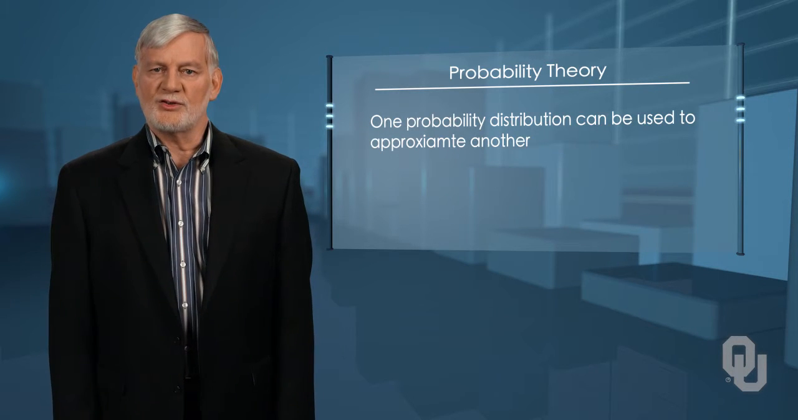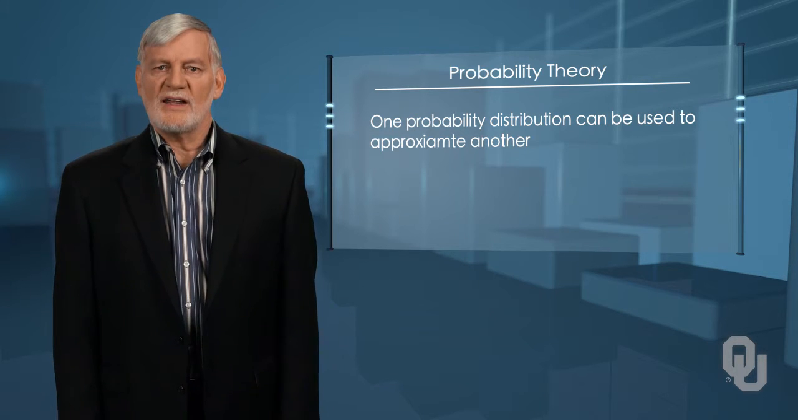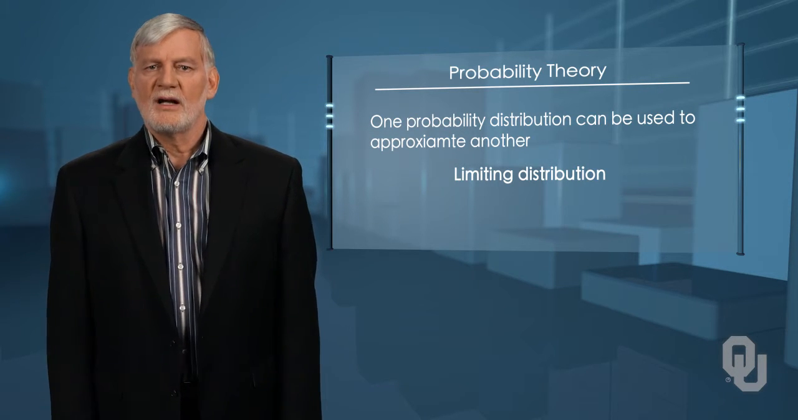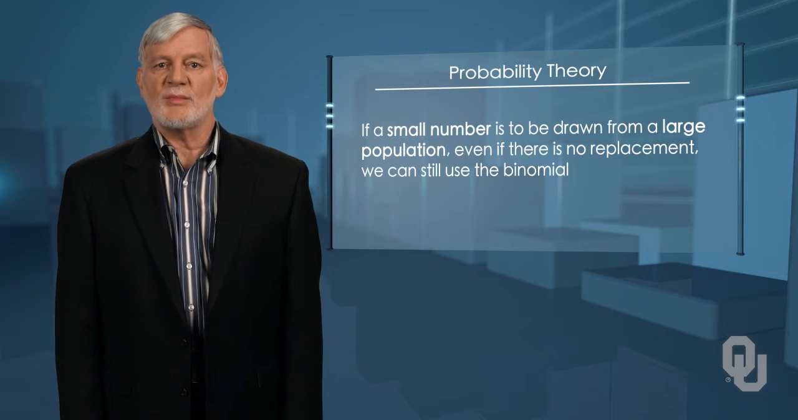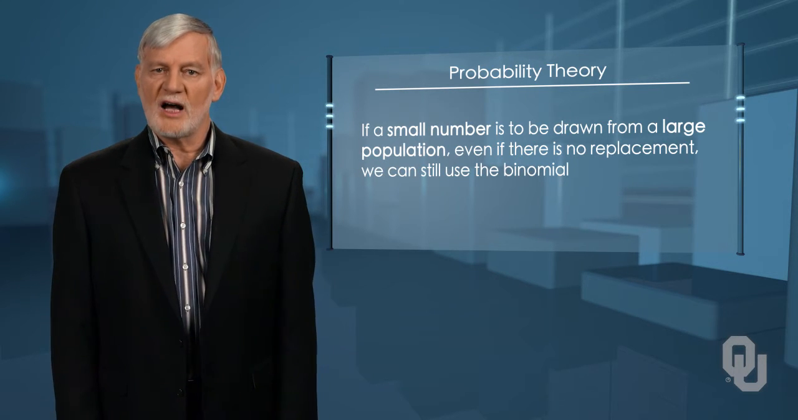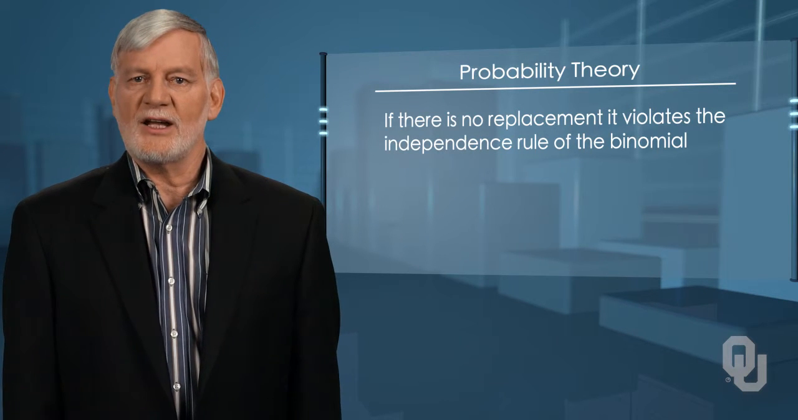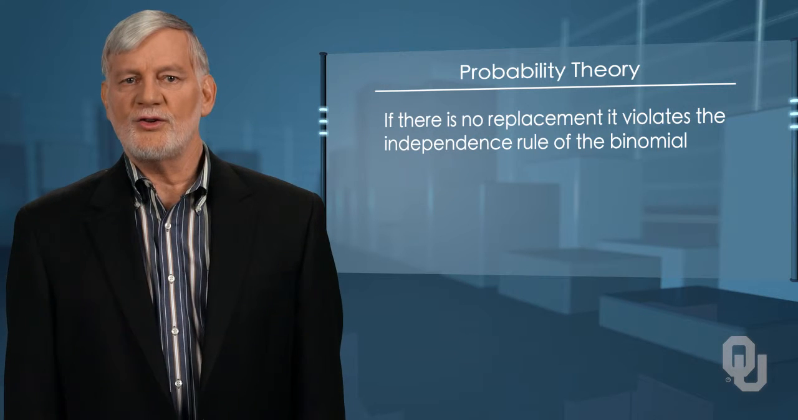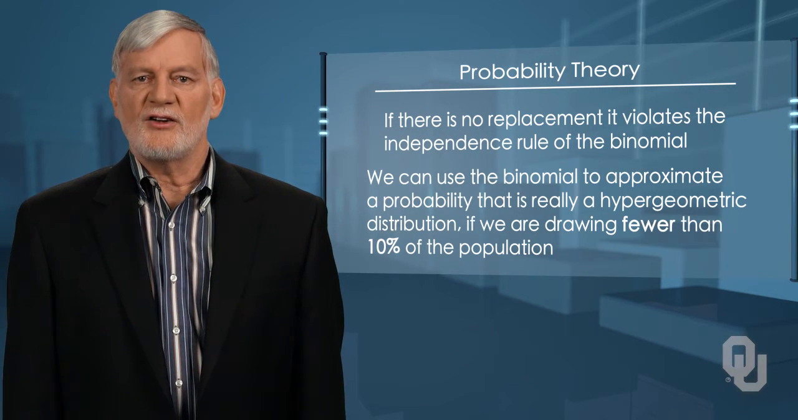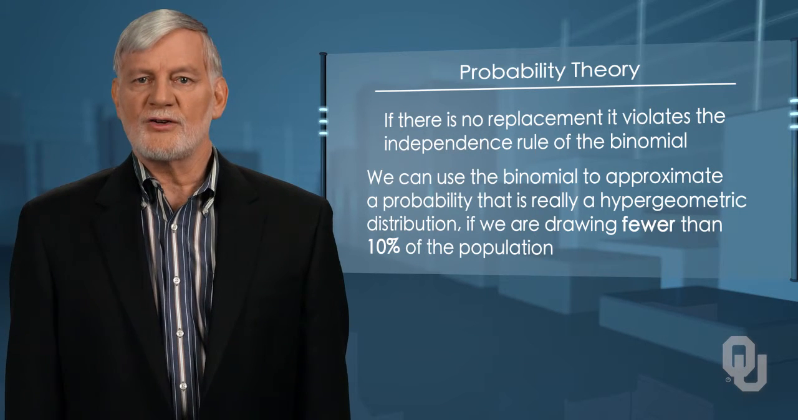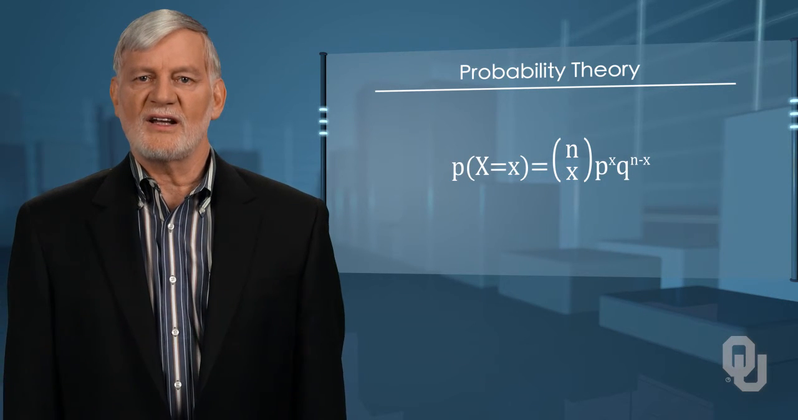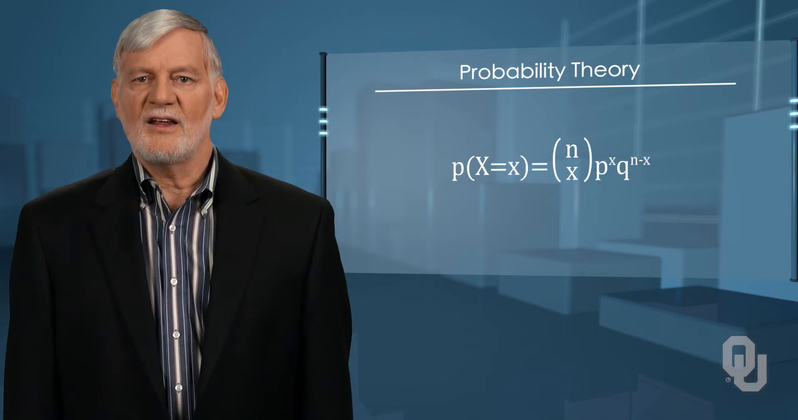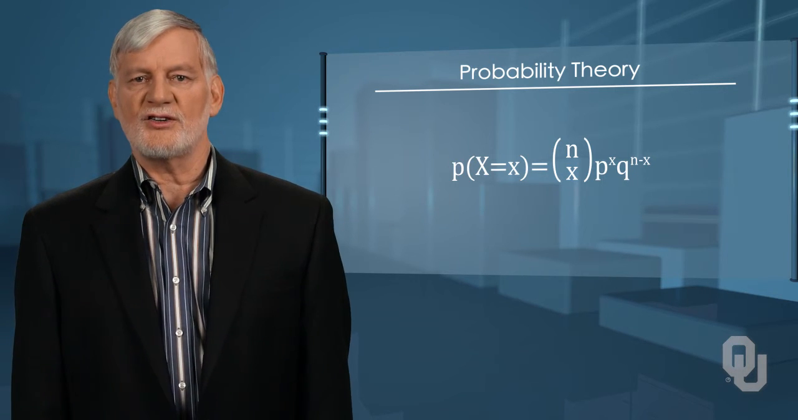In probability theory, under certain circumstances, one probability distribution can be used to approximate another. We say that one is the limiting distribution of the other. If a small number is to be drawn from a large population, even if there is no replacement, we can still use the binomial, even though this is not a binomial process. If there is no replacement, it violates the independence rule of the binomial. Nevertheless, we can use the binomial to approximate a probability that is really a hypergeometric distribution if we are drawing fewer than 10% of the population. That is, a small n in the formula is less than 10% of capital N. This allows the use of the binomial to estimate a hypergeometric distribution.